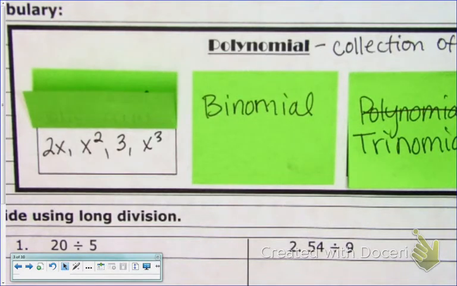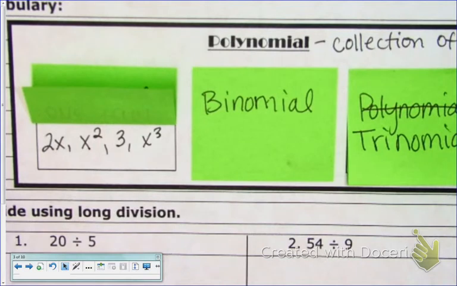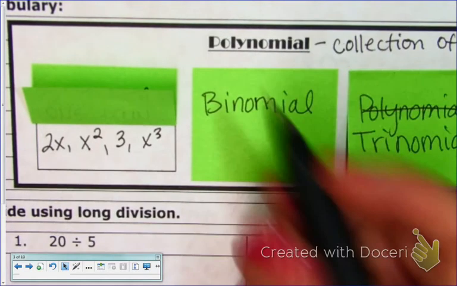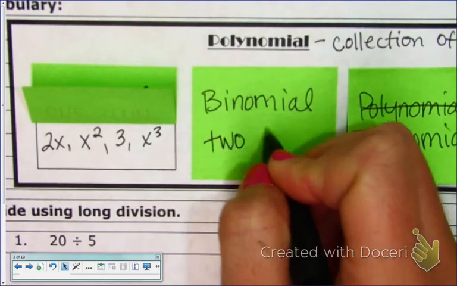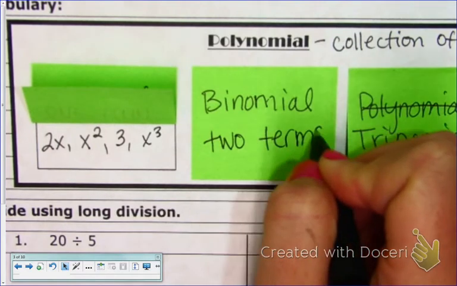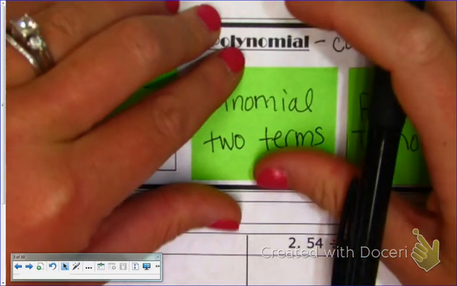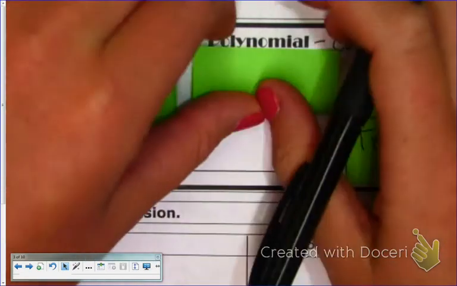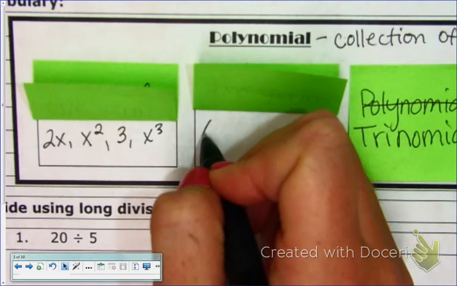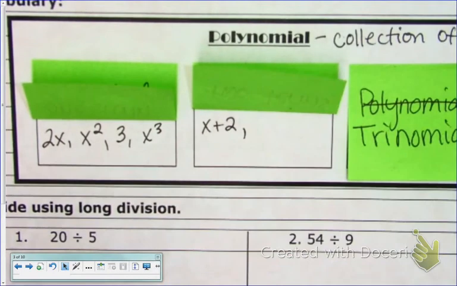Terms are always separated by addition or subtraction. Always. Alright, so how many terms do you think are in a binomial? Two terms. So we have 2 terms. So I'm going to go ahead and flip this guy up. So examples of this might be x plus 2. Again, terms that are separated by addition or subtraction. Okay, they're always separated by that.